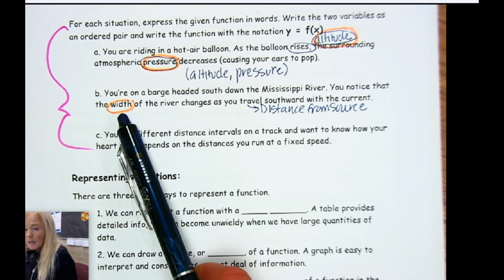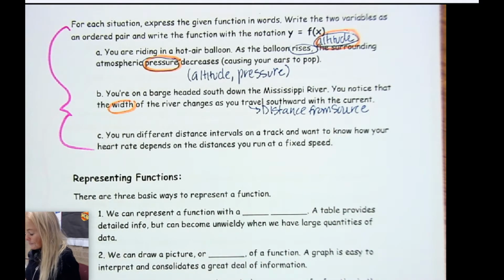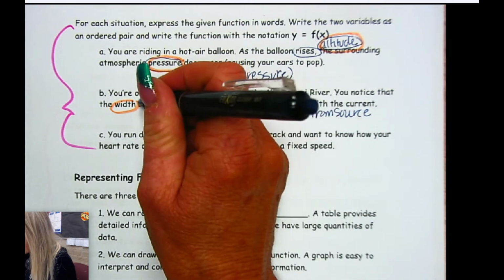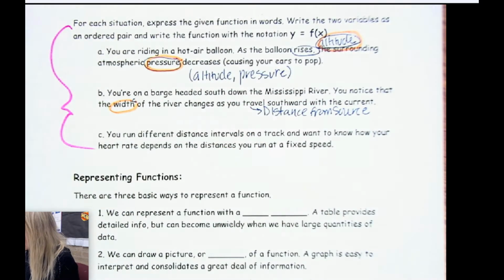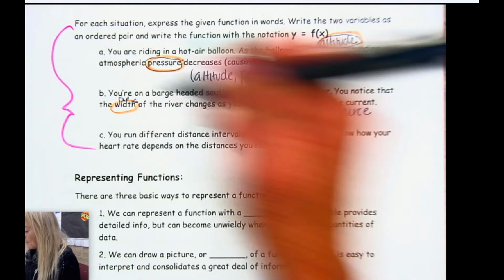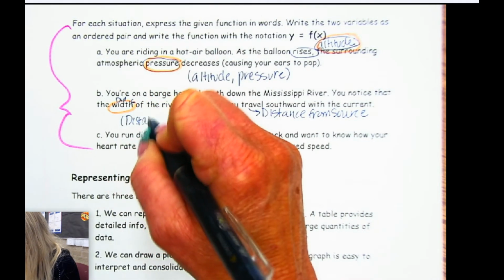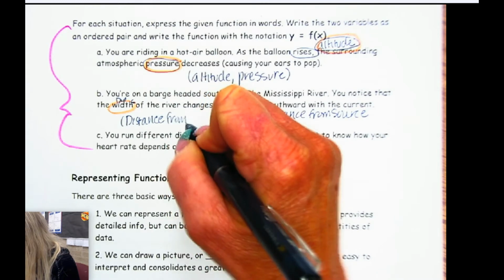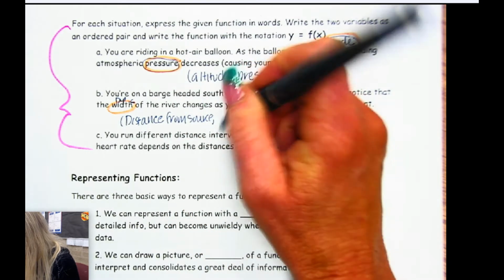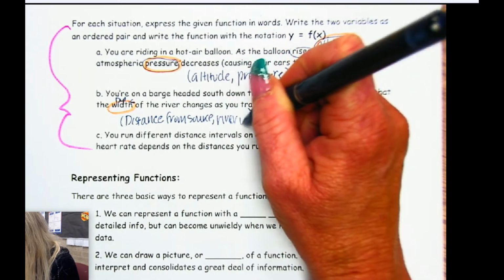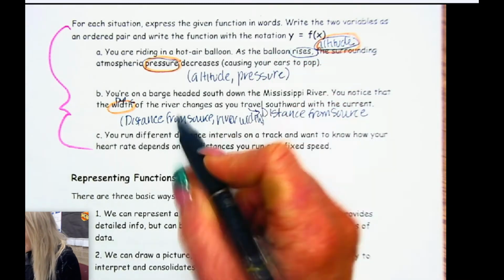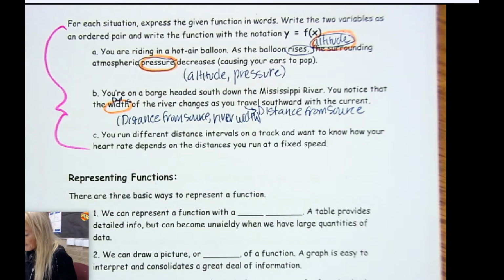The river width is going to be dependent, right? The river width depends because it's cut out more as the water flows. So we're going to put that as our dependent. So distance from the source is first, and then river width is second, because distance from the source is independent, river width is dependent.